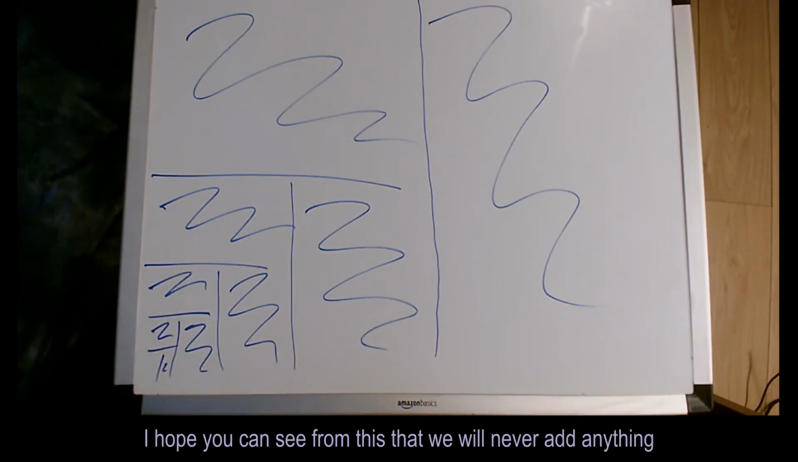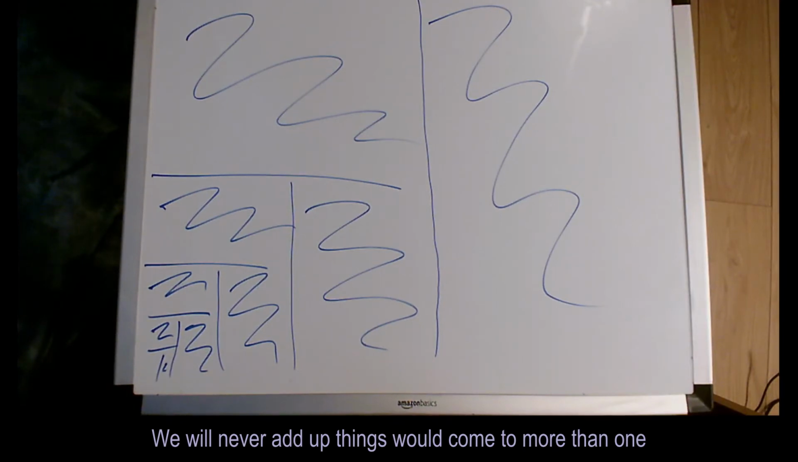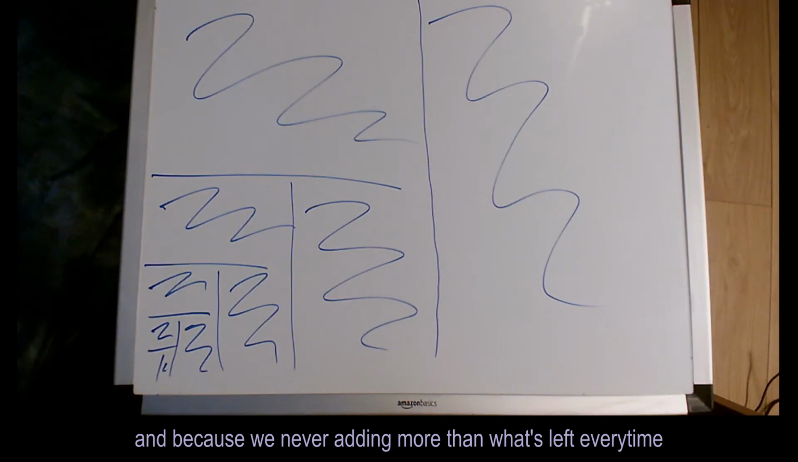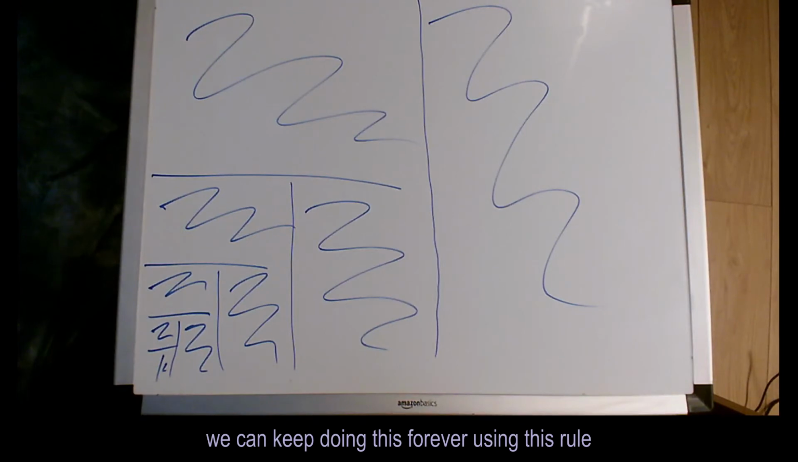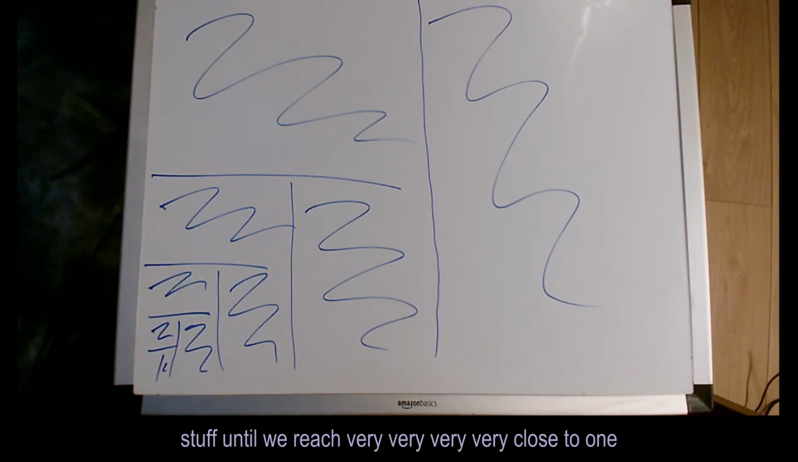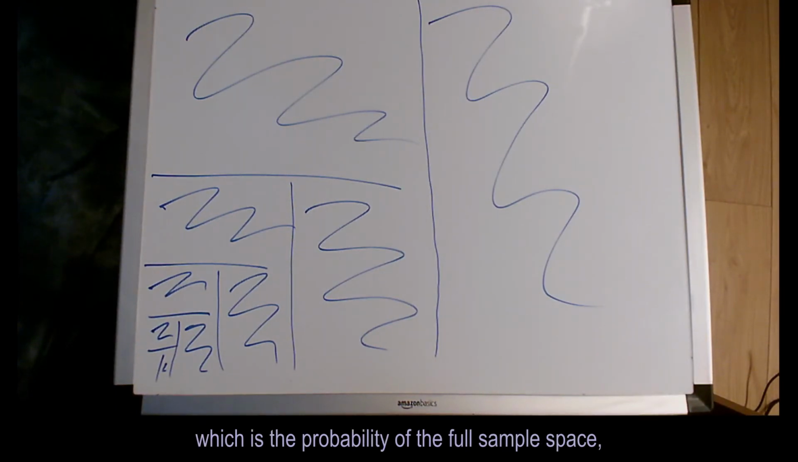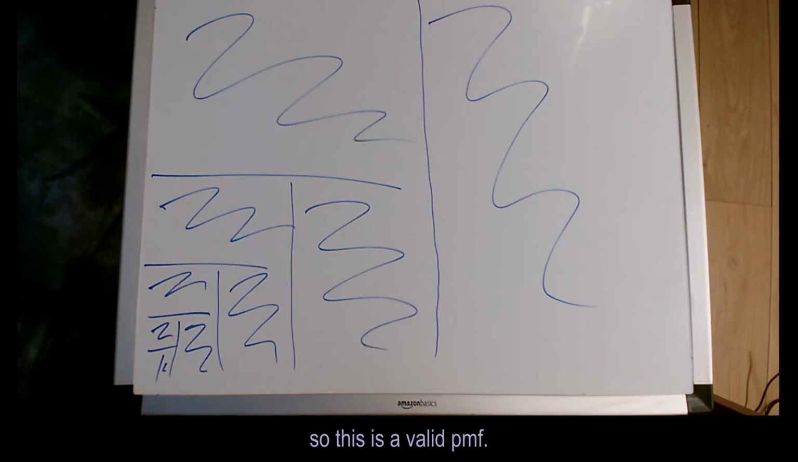I hope you can see from this that we will never add anything more than a full whiteboard. We will never add up things which come to more than 1. And because we're never adding more than what's left every time, we can keep doing this forever using this rule. And eventually, we will keep adding smaller and smaller stuff until we reach very, very close to 1. If we add an infinite amount of these, we will get 1, which is the probability of the full sample space. So this is a valid PMF.